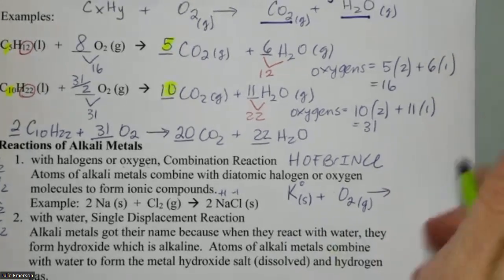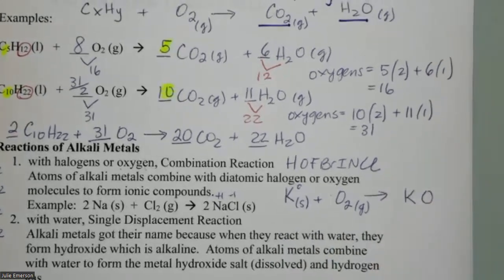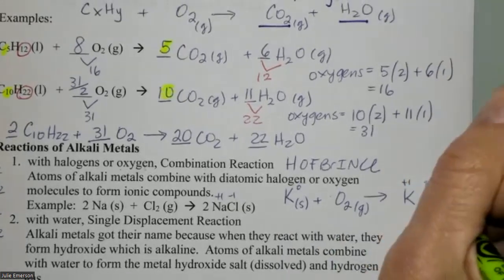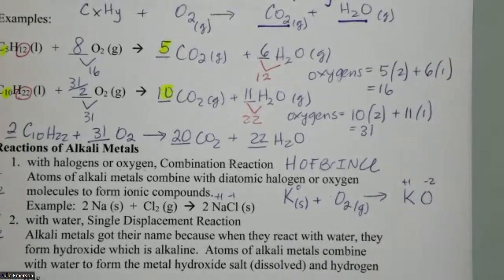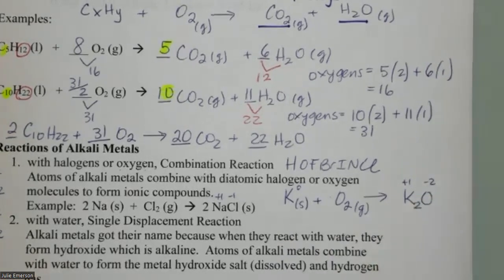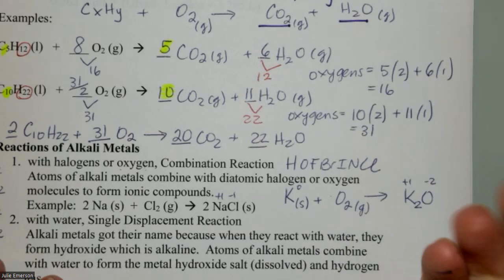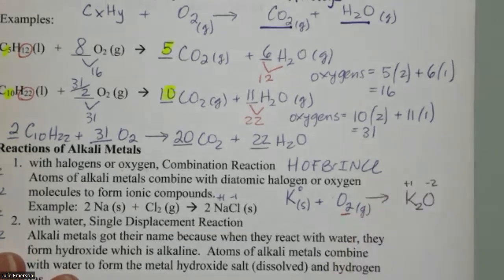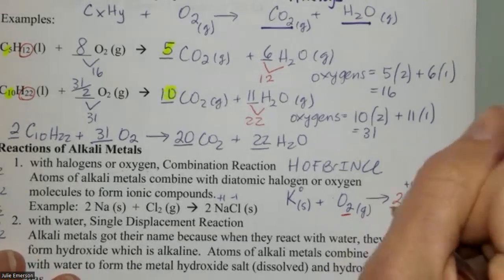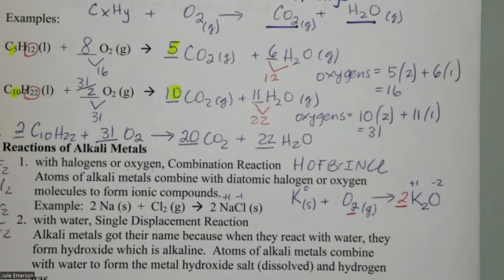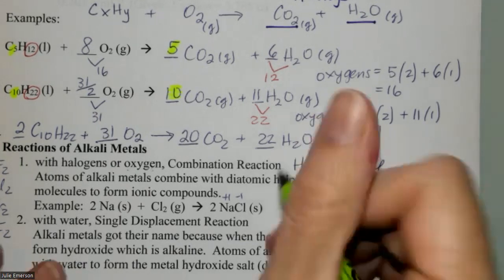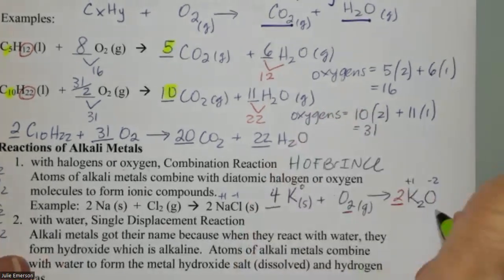Now, when they come together, they're going to form an ionic compound. Now, potassium is +1, oxygen's -2, because now we have formed ions, because it's metal and nonmetal. So I'd have to have 2 potassiums to balance out the charge on the oxygen. Now, there's 2 oxygens on the reactant side because it's diatomic, O2. So I need to put a 2 in front of K2O on the product side to balance the 2 oxygens. That gives me a total of 4 potassiums, so I'm going to put a 4 in front of the K.